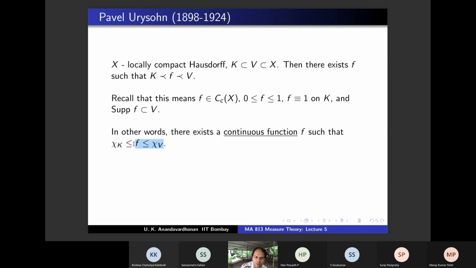But why is f of compact support? What is the support of f? If you have a function f which is between chi_K and chi_V, what is the support of f? Support of f is all those points where f is non-zero, and take the closure. So all those points where f is non-zero, what is that? If f is non-zero, then it is in V, right? f is less than or equal to chi_V, so the set where f is non-zero is contained in V. And then you are taking its closure.